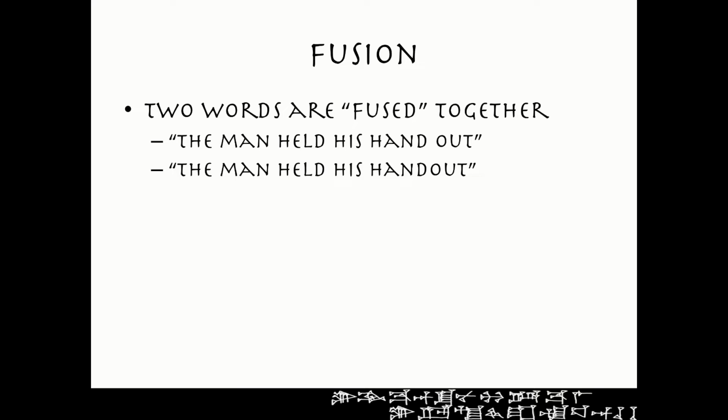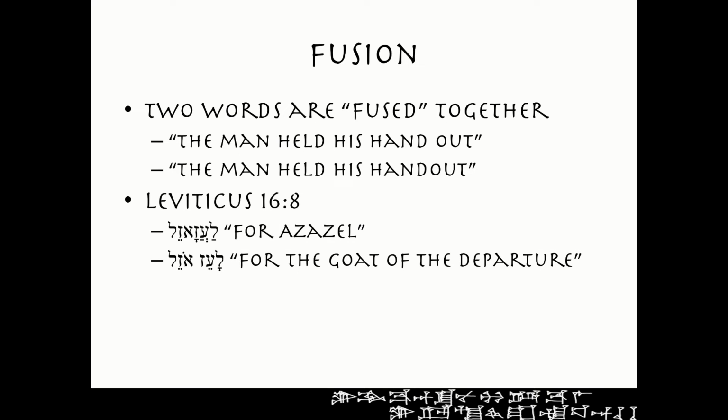Fusion. Two words are fused together. So if we had the sentence, the man held his hand out, like extended his hand, but we saw a text that had the man held his handout, like somebody gave him a photocopy of something as an example during a lecture, and he held it in his hand, the man held his handout. That would be the fusion of two words together, erroneously.